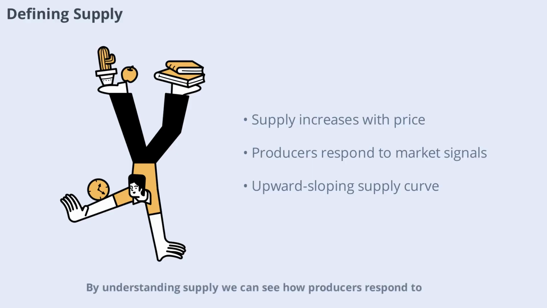By understanding supply, we can see how producers respond to market signals and adjust their output accordingly. This dynamic is crucial for achieving equilibrium, as it directly influences the availability of goods in the market.